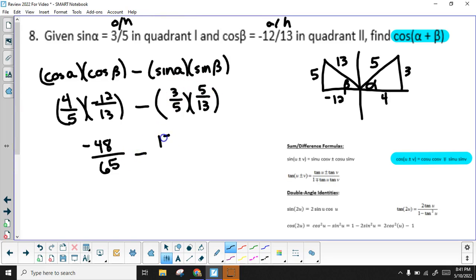Minus, this is going to give us 15/65. We have the same denominator, so we keep that denominator and combine our numerators. Negative 48 minus 15 is negative 63, and our denominator is 65, so negative 63/65 is our answer on problem number 8.